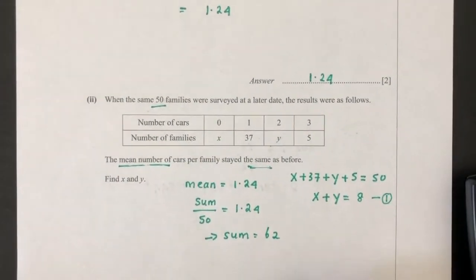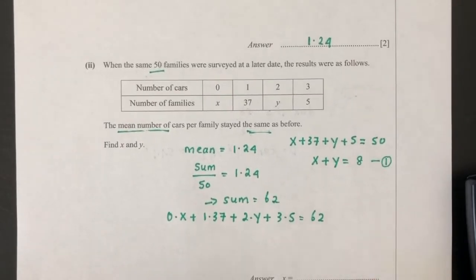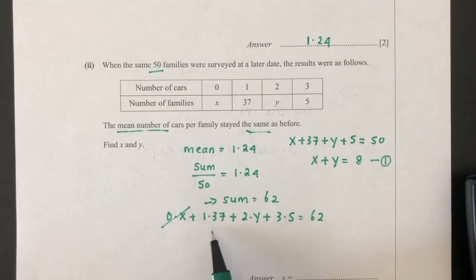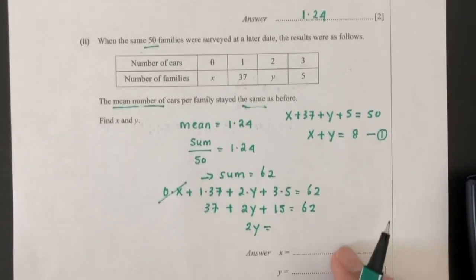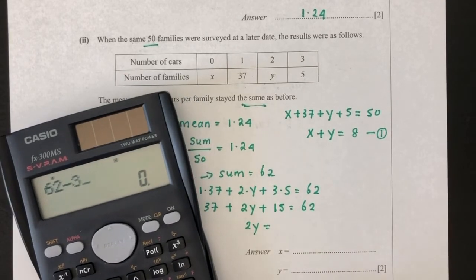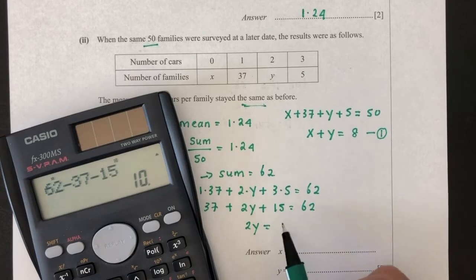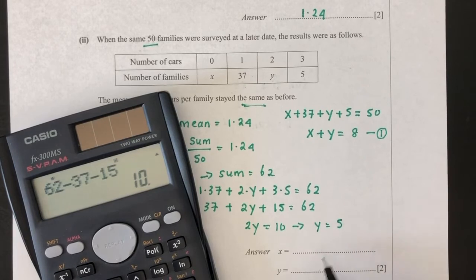Now, the second equation. We know that the sum will be 0 times x plus 1 times 37 plus 2 times y plus 3 times 5, which is supposed to give you 62 for the sum. Now simplify. 0 times x is 0. This will be 37. This will be 2y. This will be 15, equal to 62. So 2y will be equal to 62 minus the rest, so 62 minus 37 minus 15. That will be 10. So from this we have y equal to 10 divided by 2, which is 5. So you know y is 5.